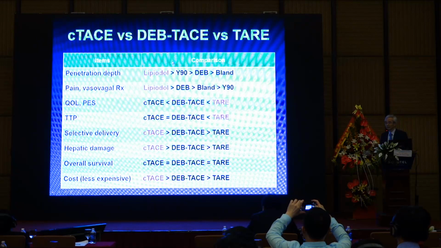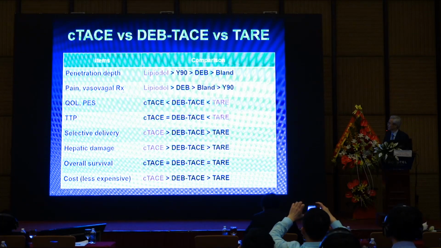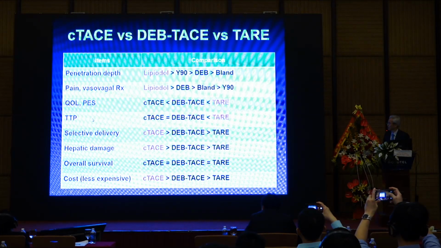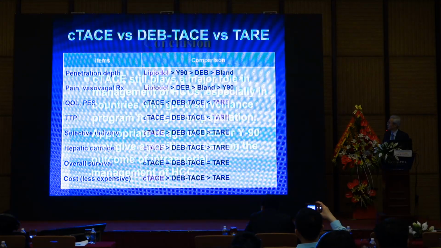So this slide summarizes the comparison between conventional TACE, DEB-TACE, and radioembolization. In penetration depth, radioembolization is best. In pain and vasovagal reaction after the procedure, radioembolization is the worst. In quality of life and post-embolization syndrome, radioembolization is best. Time to progression, radioembolization is best. Selective delivery, conventional TACE is best. Hepatic damage, because it is selective, conventional TACE is best. Overall survival is the same, and cost is cheapest in conventional TACE.